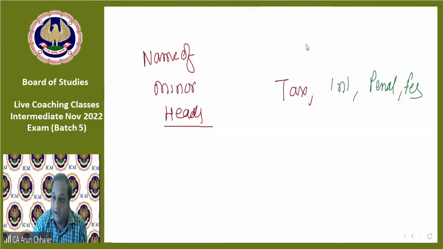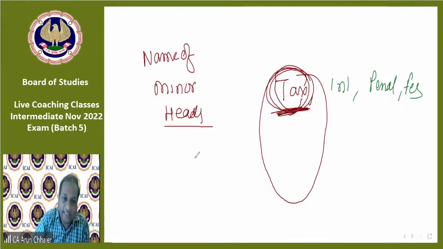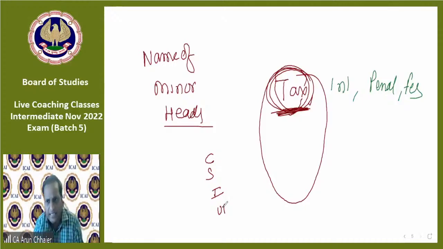Whatever ITC you are taking, that ITC is of only tax. When you are taking the ITC, you are taking the ITC of what? Only tax. Can we take the ITC of interest? No. Can we take the ITC of penalty? Not allowed at all. We have discussed in Section 17(5) also. So ITC means the only minor head is tax. Major head can be C, S, I, UTGST, compensation cess. But minor head in the ITC would be only tax, not any other minor head.